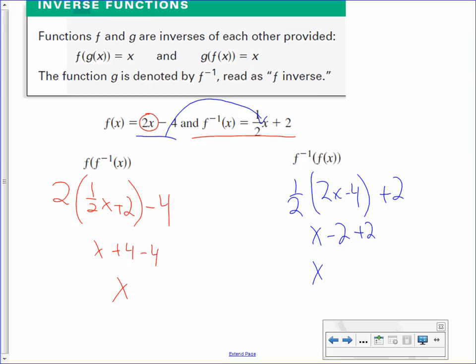And they will give you the f of x and the inverse of f of x, and you're just going to double check to see if it's correct. Okay? Let me show you an example from what the book shows.